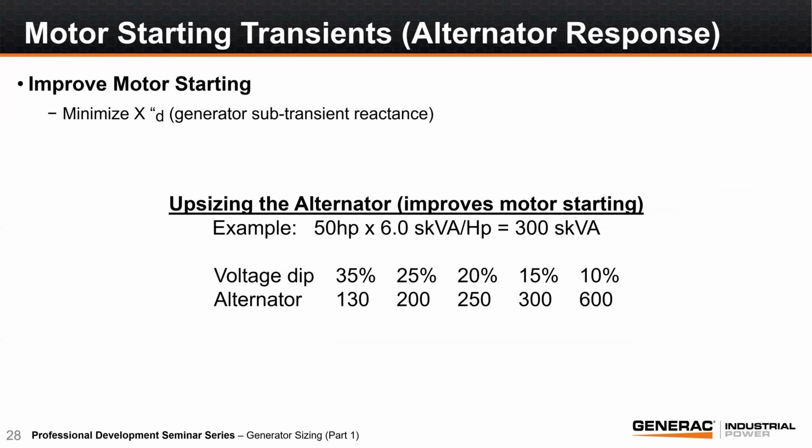This slide shows us the effect of upsizing your alternator to reduce those voltage dips. So for this example, a 50 horsepower motor drawing 300 SKVA with a standard 130 kW alternator would have a 35% voltage dip. And if you slide across that graph or chart, you'll see that with the larger alternator, your voltage dip reduces. So if you're trying to get to that 15% threshold for things like a fire pump, you'll need to upsize your alternator to about 300 kW as shown here.